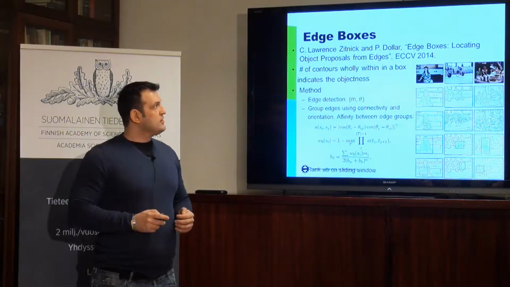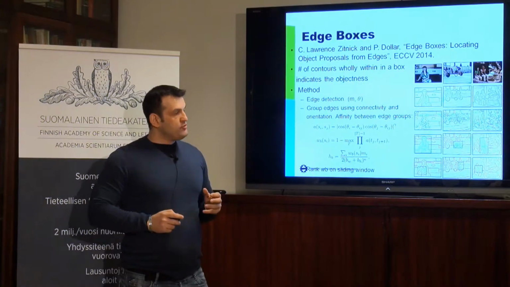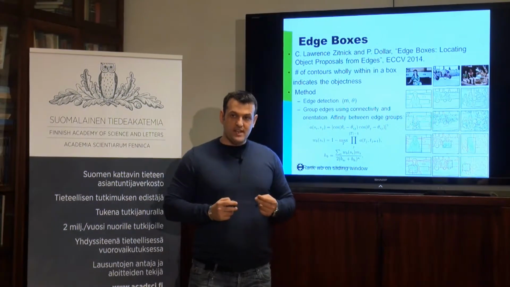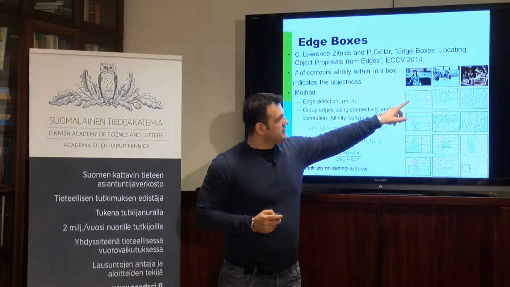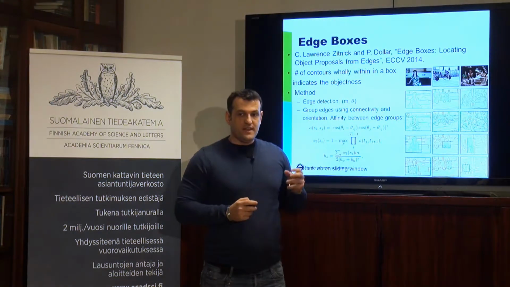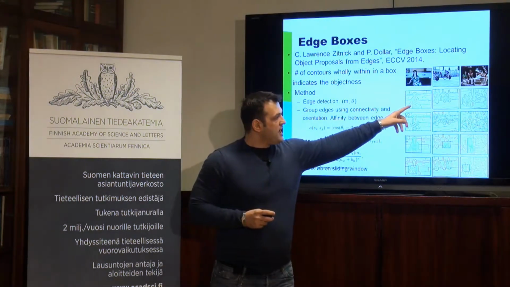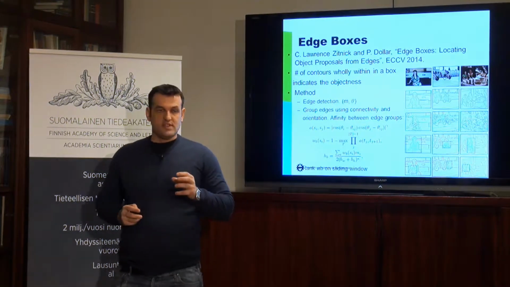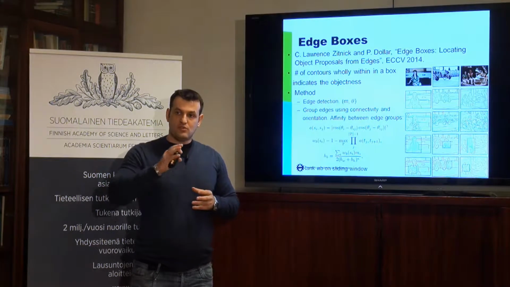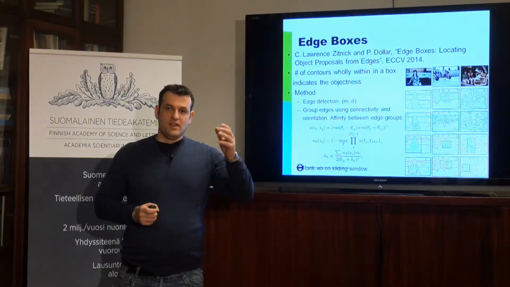The other category of object proposal techniques exploits the observation that objects are distinguished from their background by strong edges. For example, this lady here can be distinguished from the background by this very strong edge, while the edges in the interior of the region of this lady are not so strong. So by using this information, we can come up with a scoring function, and we can score the importance of different boxes in the image. And then we can propose the most important ones.